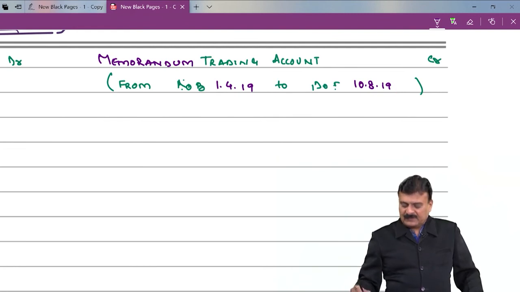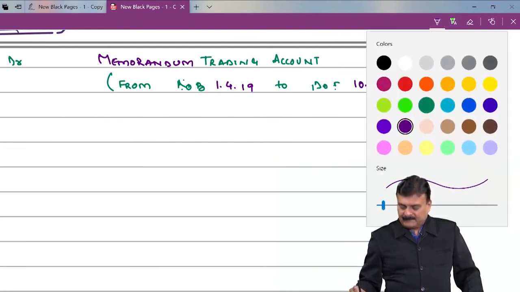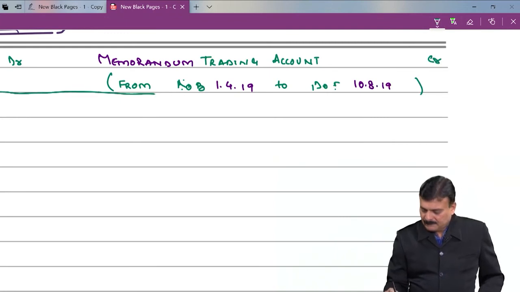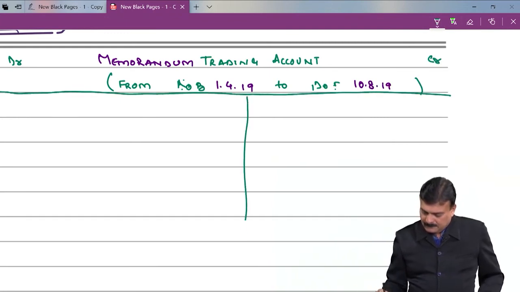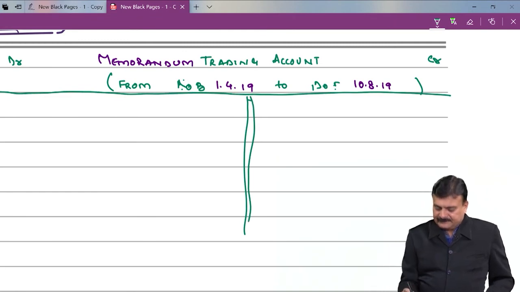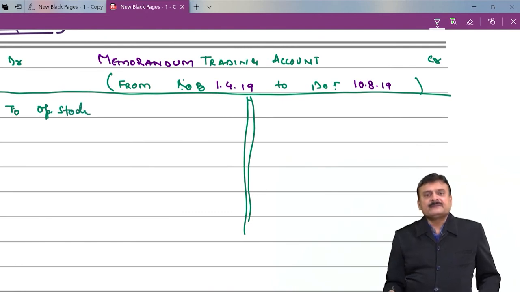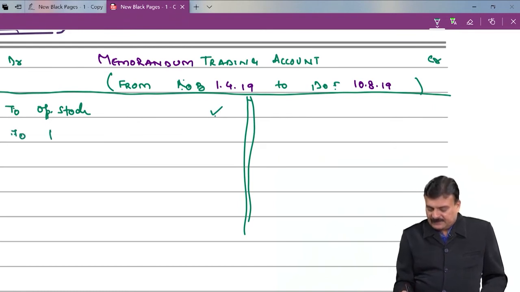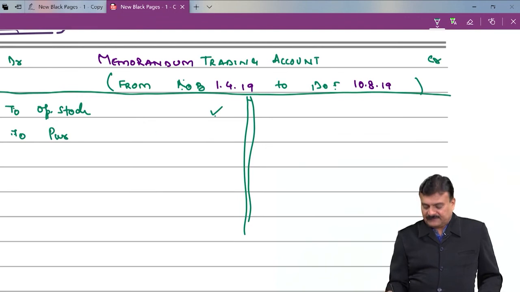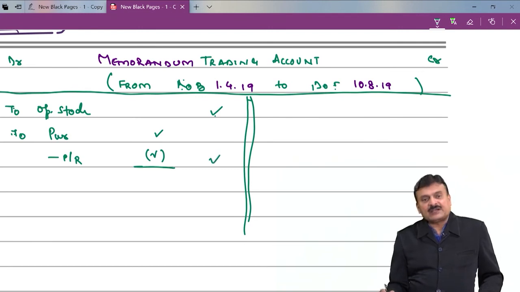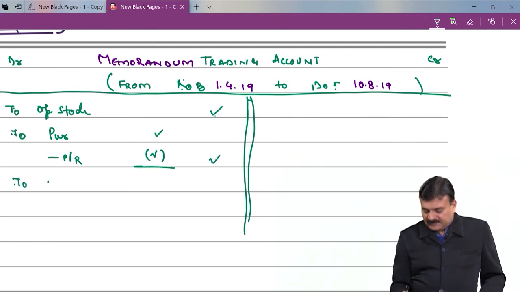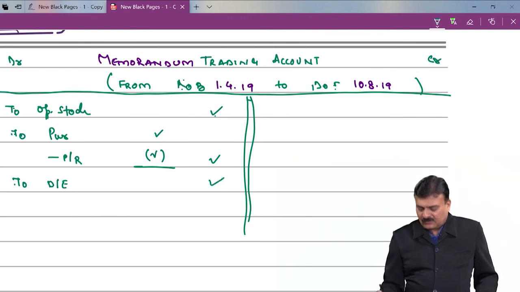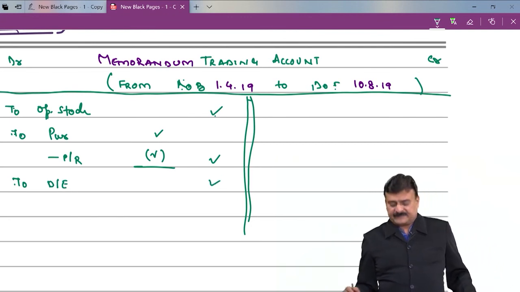A simple trading account, the format will be, say, a rough trading account I am preparing here. We will start with opening stock. That opening stock is nothing but last year's closing stock. Then I will write purchases. For example, purchases minus purchase returns, so I will get net purchases. Then any of the direct expenses like carriage inward, octroi, wages, etc.